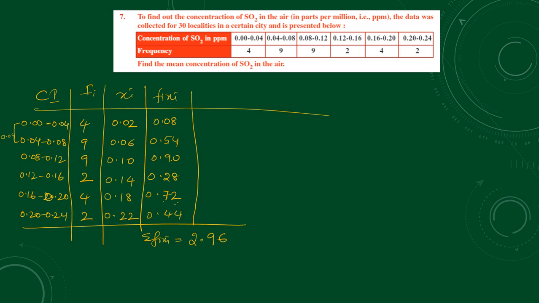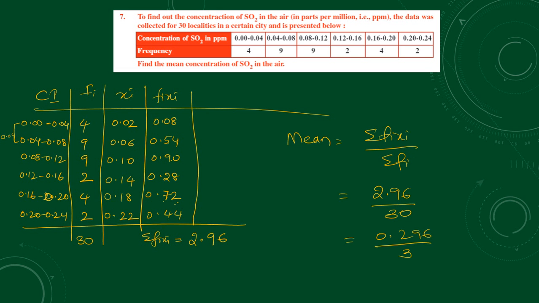Now what is the summation of Fi? Since this is 30 localities, so 30. So finally what is the mean of this data? Mean is equal to summation of Fi Xi by summation of Fi. So this gives me 2.96 divided by 30. So this becomes 0.296 divided by 3.